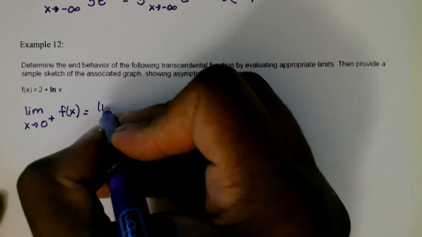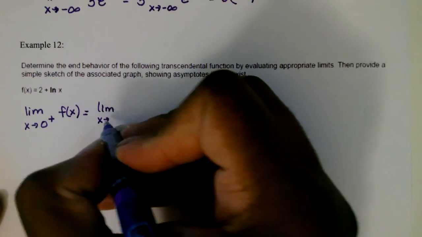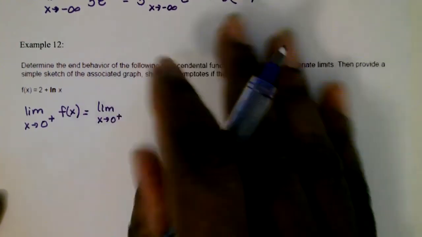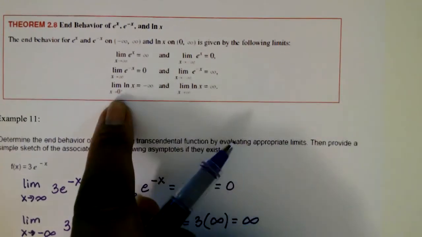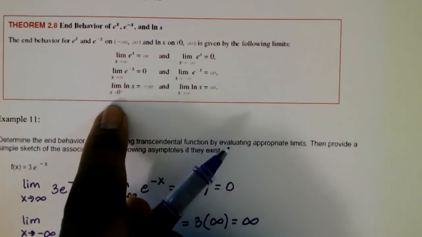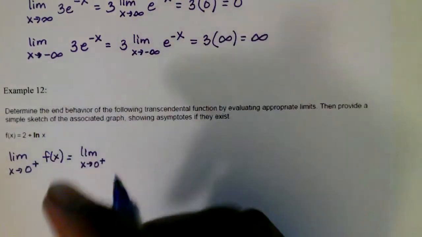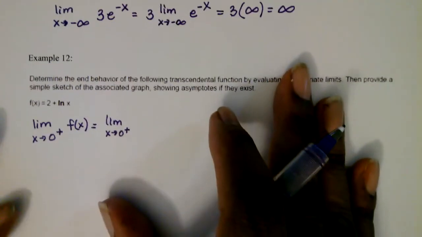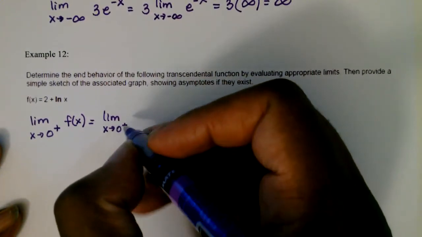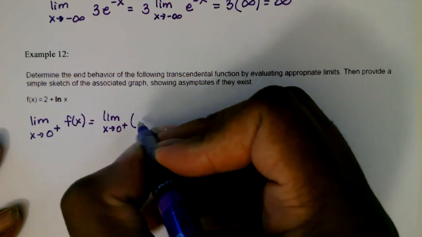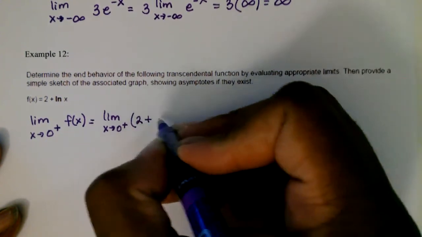Okay, and that's going to be the limit as x approaches 0 from the right. I'm getting that from right here because I'm dealing with ln of x. So I'm starting with the limit as x approaches 0 from the right of ln of x, because there is ln of x in that problem. And that's of, let's see, f of x is 2 plus ln of x.